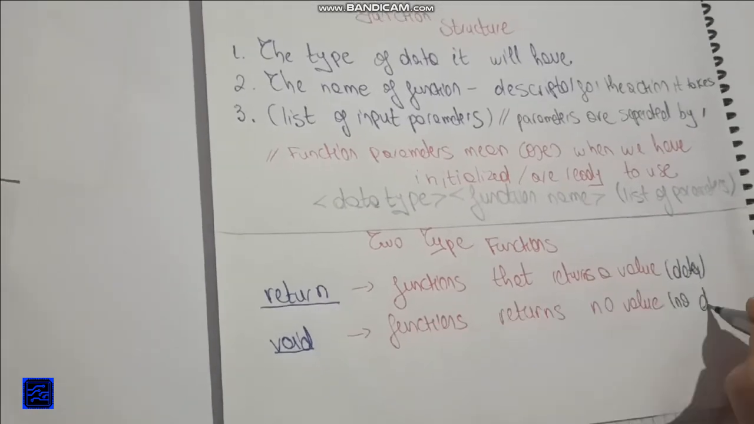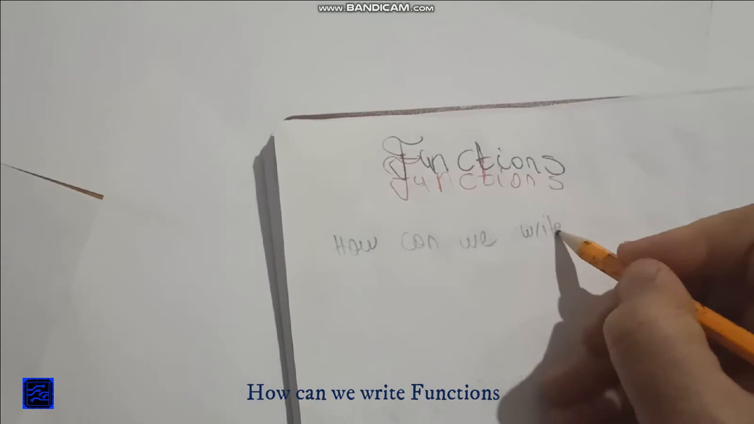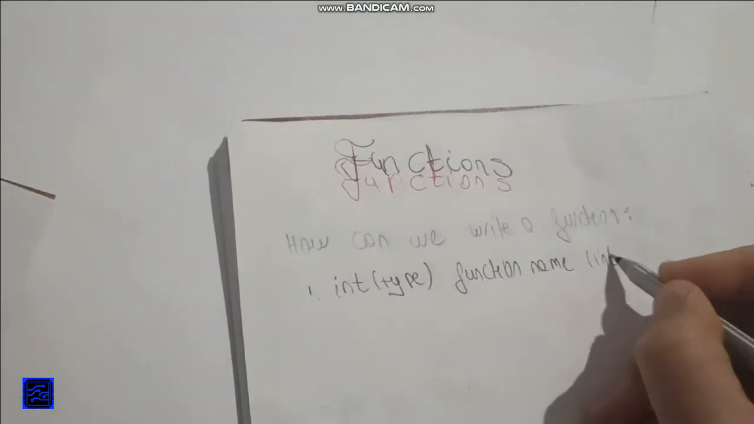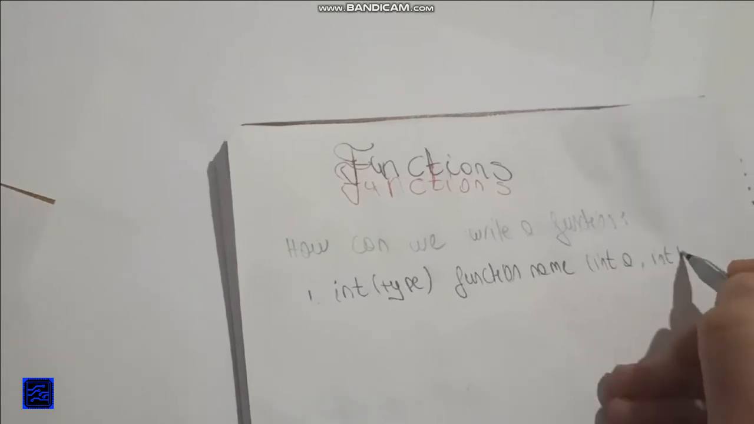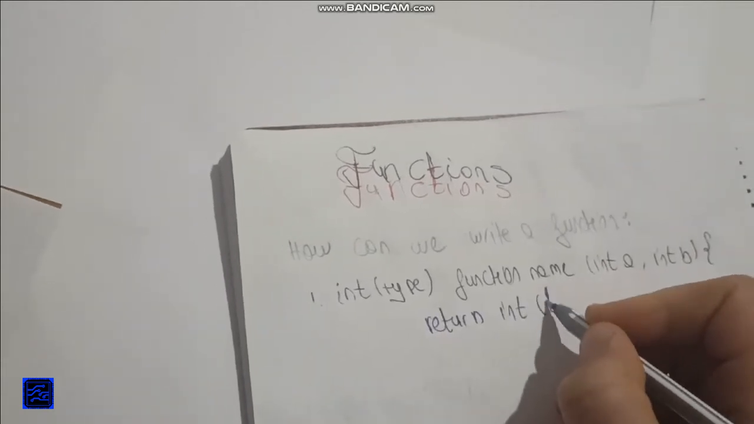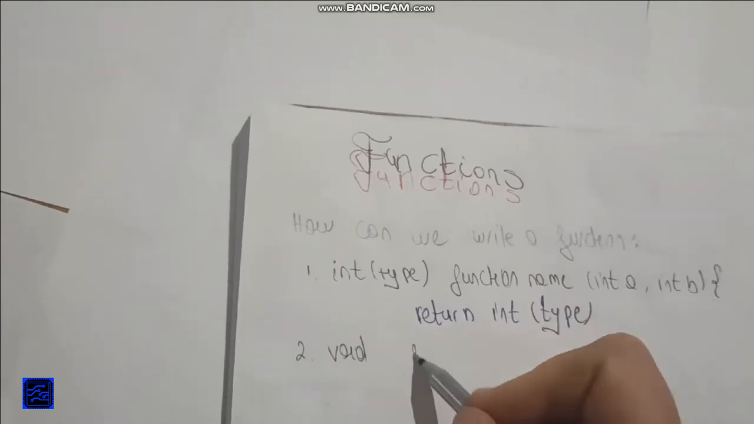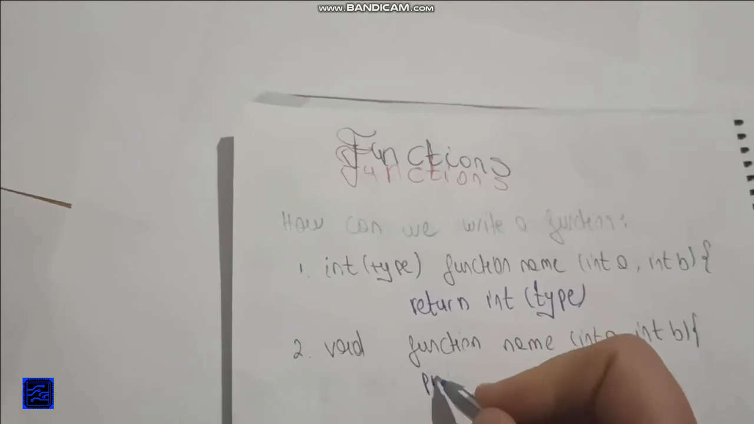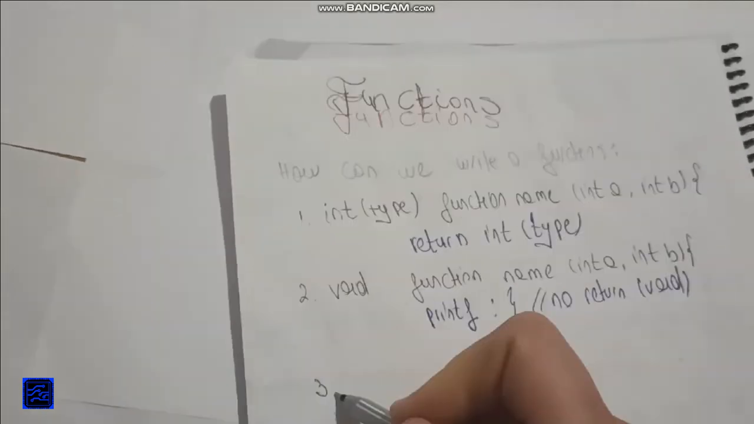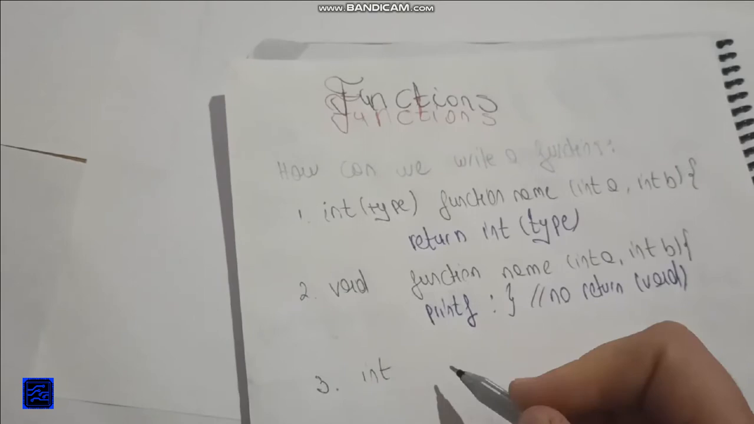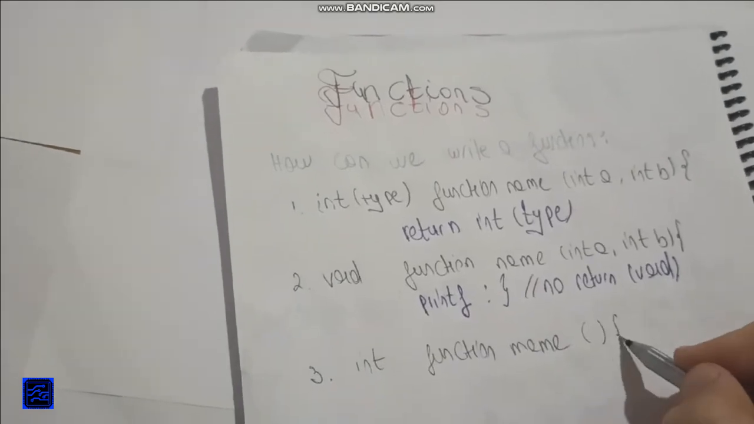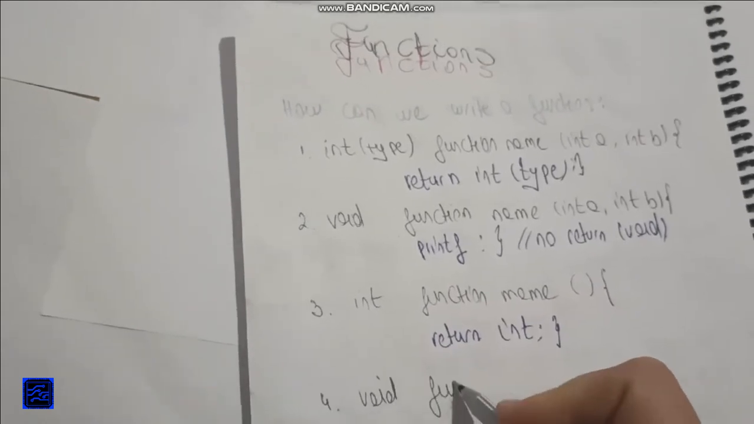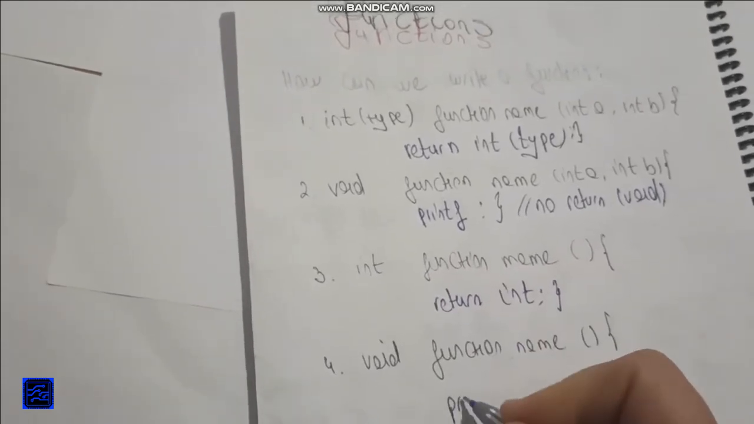How can we write a function? One: integer or a type, function name, integer A, integer B, and return integer or type. Second: void, function name, integer A, integer B, and printf. As we said, no return. Third: integer, function name, no parameters, return integer. Then the last one: void, function name, no parameters, and printf.